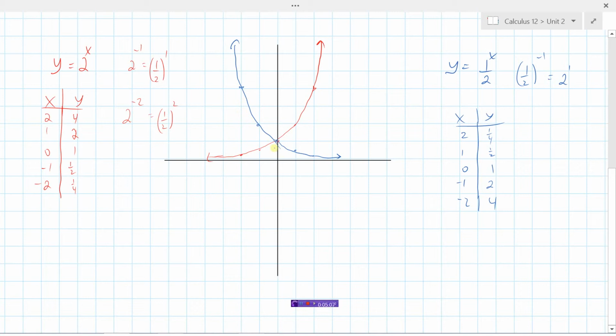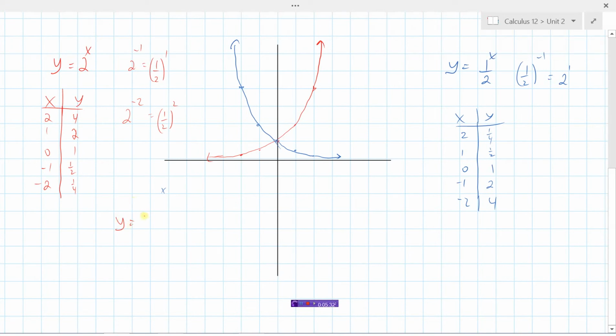Now when we look at these two graphs, the blue one and the red one, we can see that they're actually the same image reflected in the y-axis. You remember back to your transformations that we reflect graphs in the y-axis by replacing x with minus x. So if I took, let me get my red one here again so the colors aren't confusing.